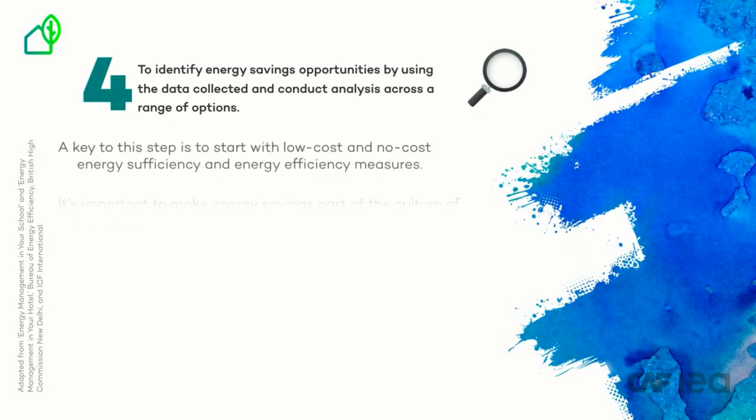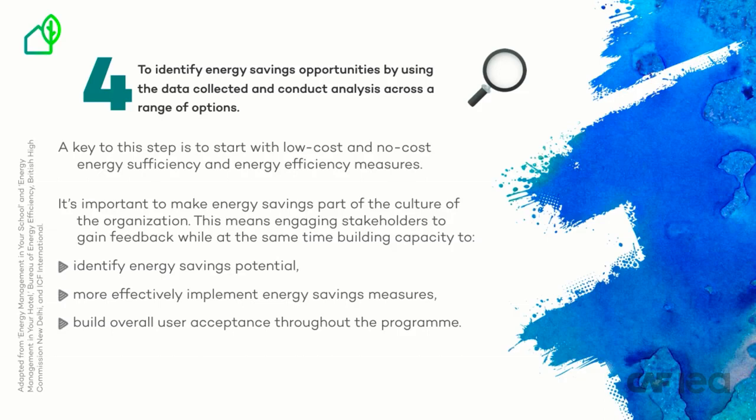Step 4 is to identify energy savings opportunities by using the data collected and conduct analysis across a range of options. A key to this step is to start with low-cost and no-cost energy sufficiency and energy efficiency measures. Next, it's important to make energy savings part of the culture of the organization. This means engaging stakeholders to gain feedback while at the same time building capacity to identify energy savings potential, to more effectively implement energy savings measures, and to build overall user acceptance throughout the program. The next 3 steps serve to look for energy savings opportunities from a systems approach and should be considered in order, one after the other.